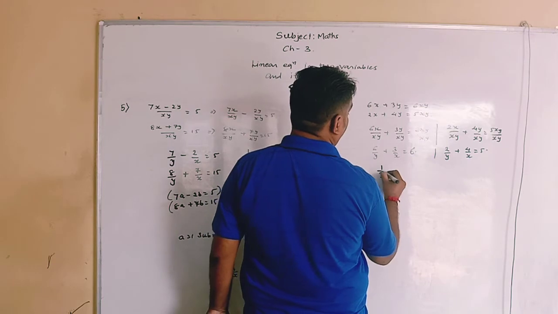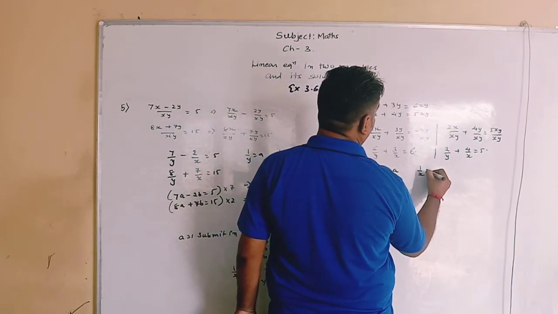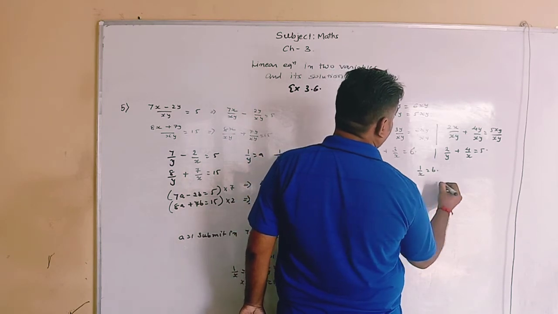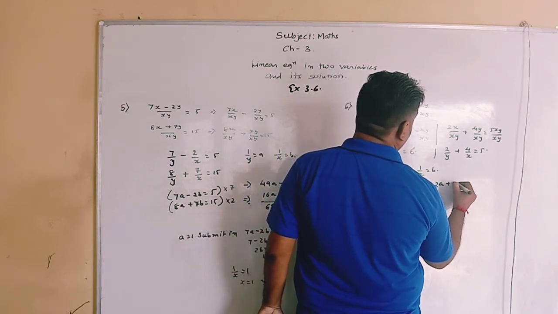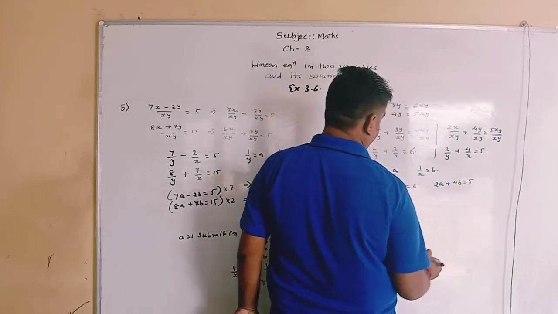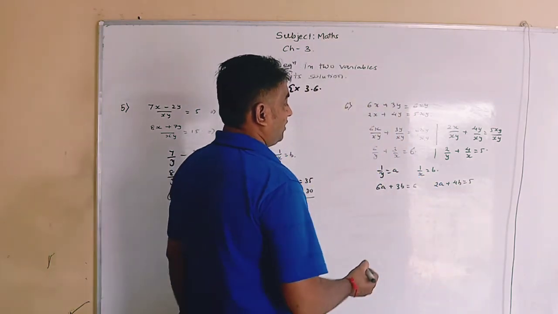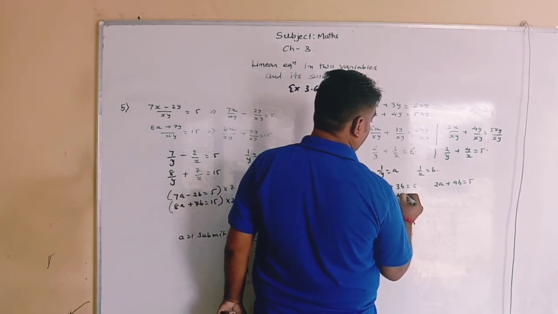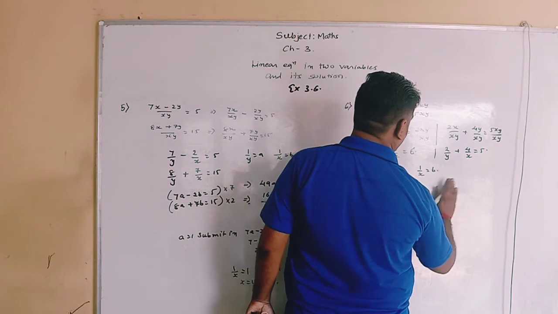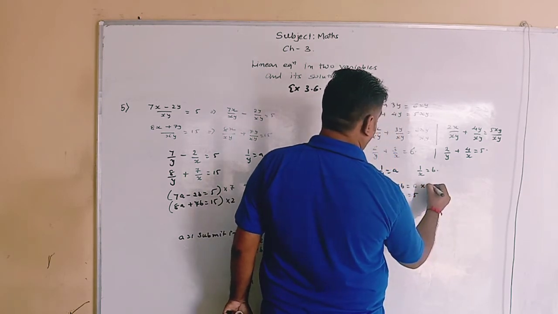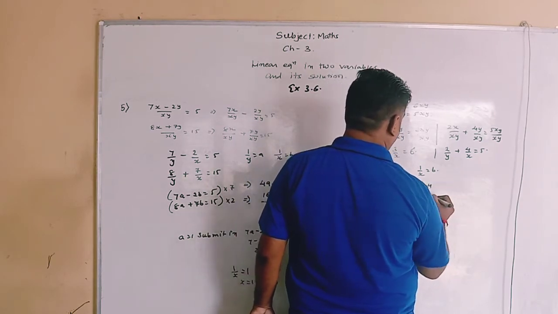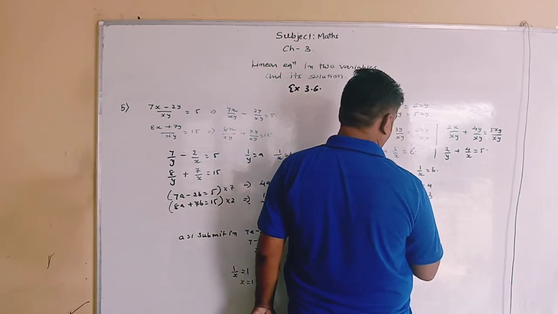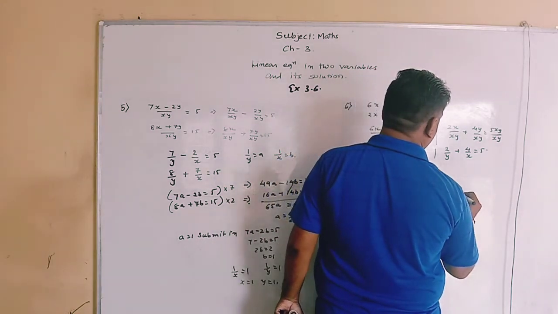And so 1 by y equals a and 1 by x equals b. Then 6a plus 3b equals 6 and 2a plus 4b equals 5. So for equation 1 and here we write 2a plus 4b equals 5. And so equation 1 is multiplied by 4 and here multiplied by 3. And then subtracting them.